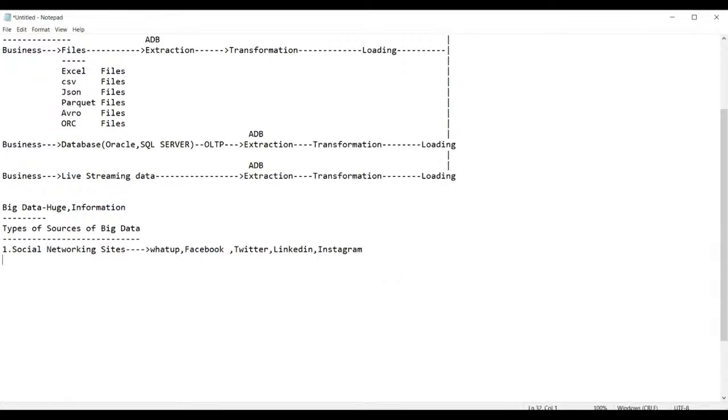Getting my point? Next after this, guys, you have the second source. So what is the second source? We can say the second source is the banking application.